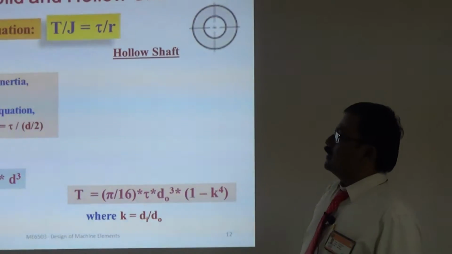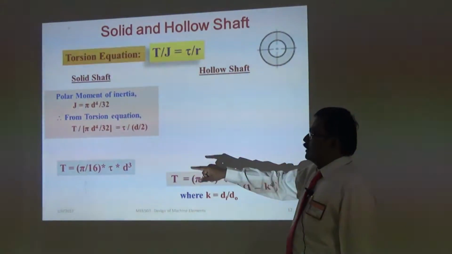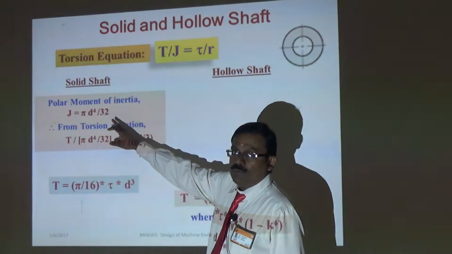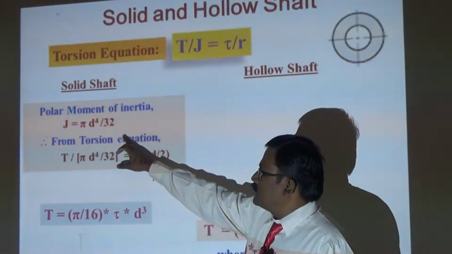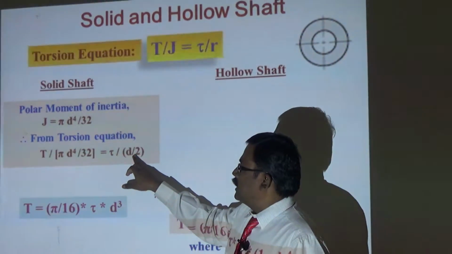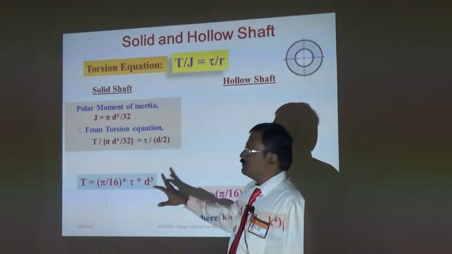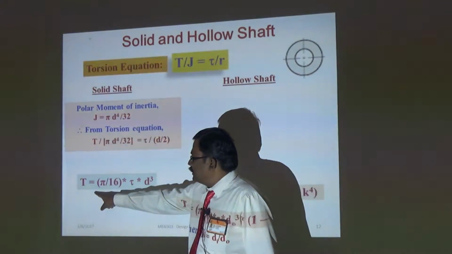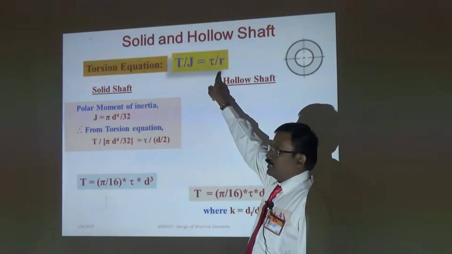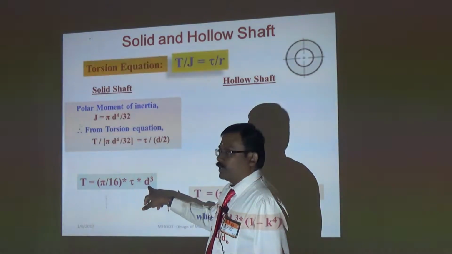In case you use the torsion equation for a solid shaft, then the polar moment of inertia of the shaft will be equal to pi d power 4 by 32, which we already know, and if you substitute this value in the torsion equation, with the radius of the shaft as diameter by 2, you will get the final expression for the design of a shaft. This is the final equation we are deriving from the basic torsion equation. So, T is equal to pi by 16 into tau into d power 3.